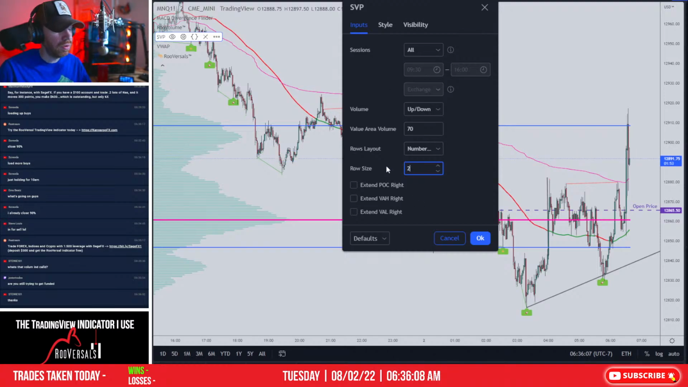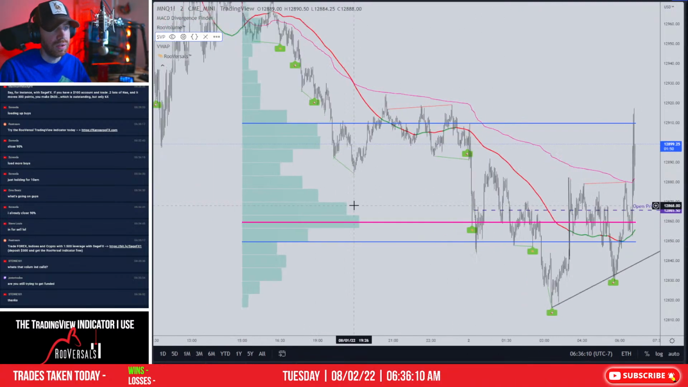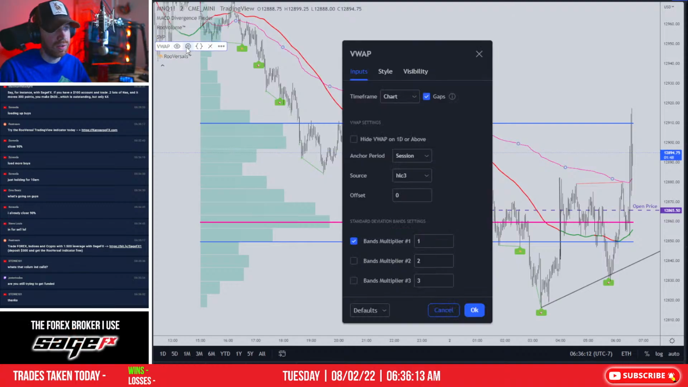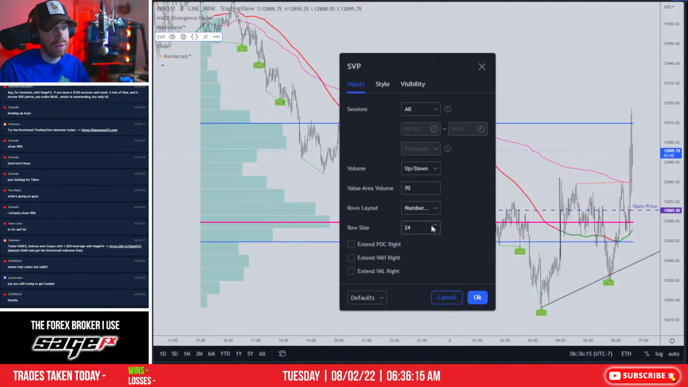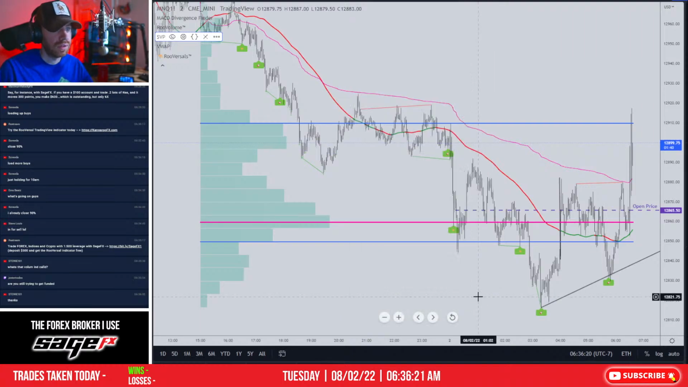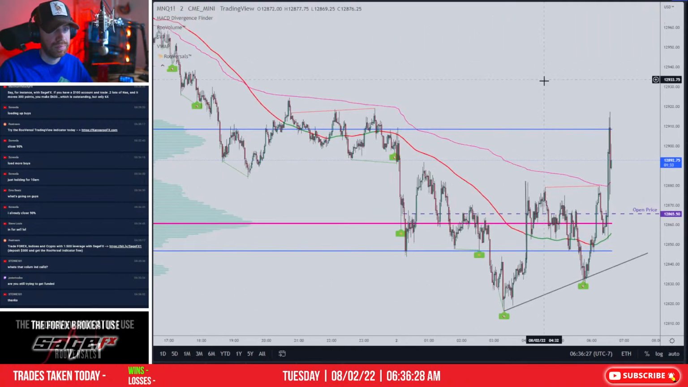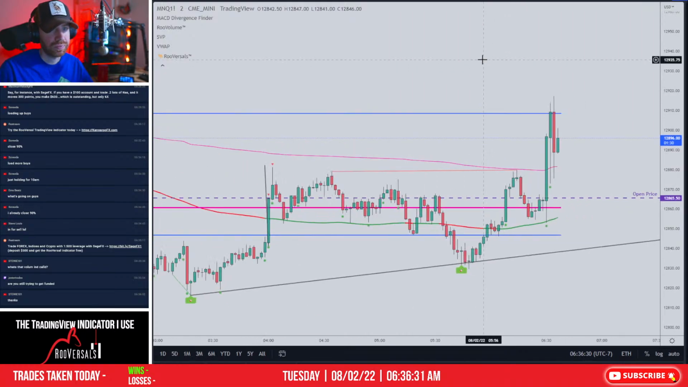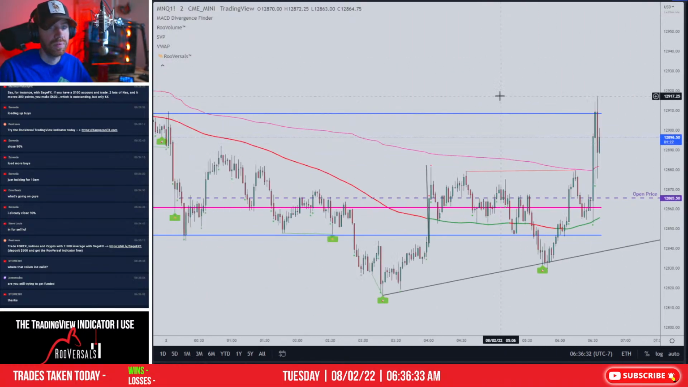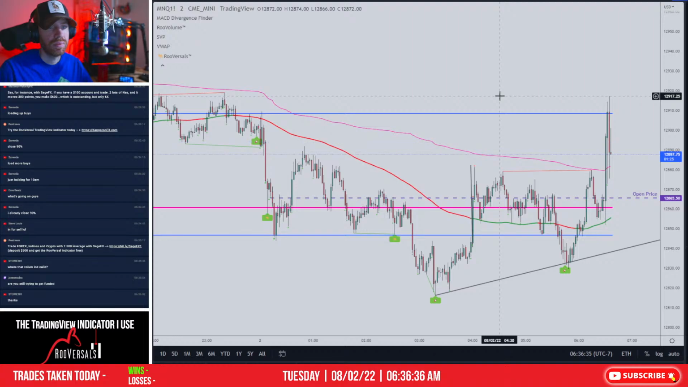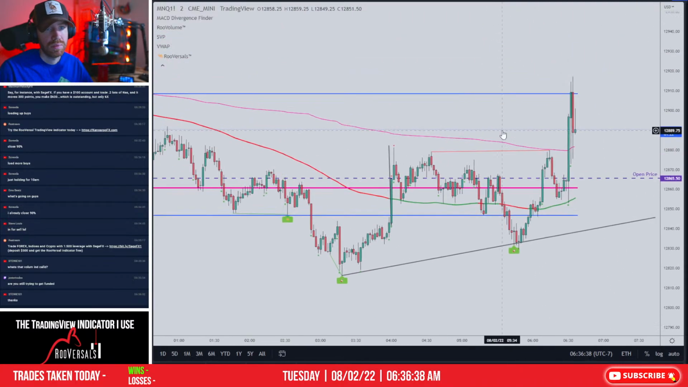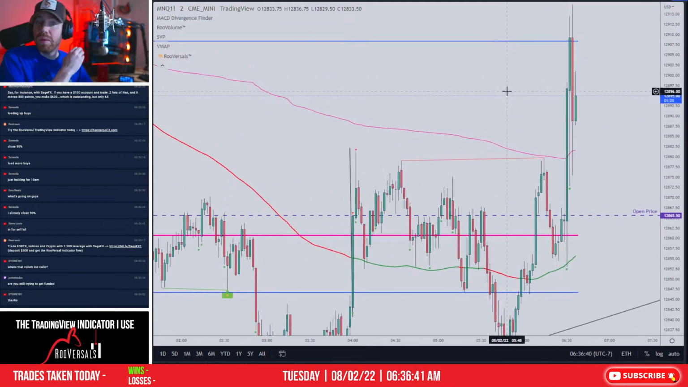By default, it will just show you 24 rows, which will look like this, but to get it to look like how I had it, you just put in more rows to see more detail. I'll actually put it on 200. 200 rows. I think it's gonna retest back down there at the open.